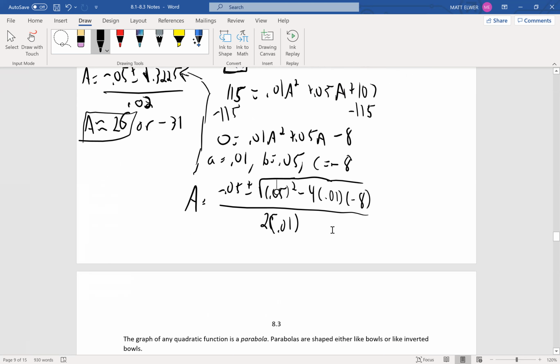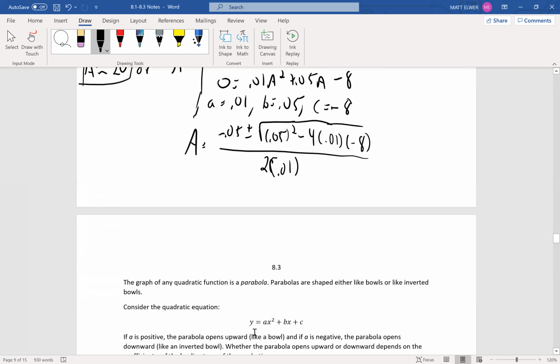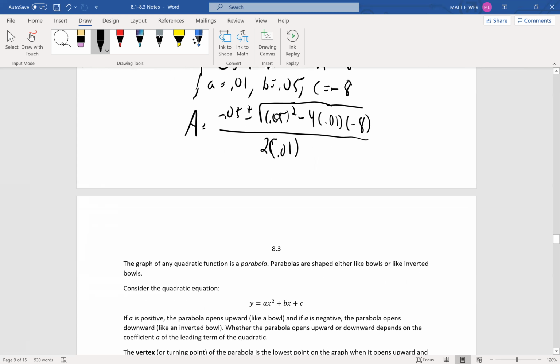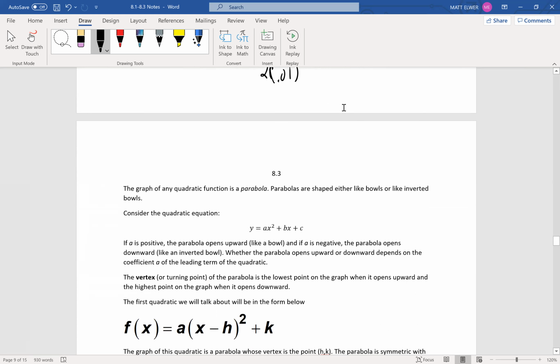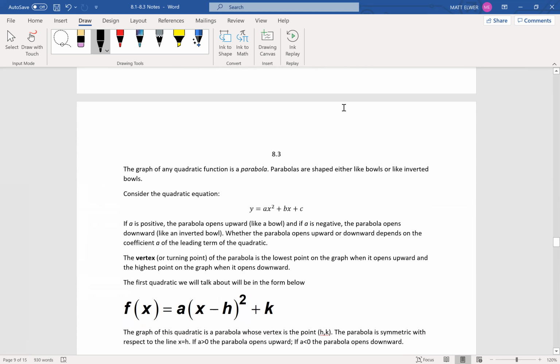Okay. Any questions so far? Okay, so I don't see any questions yet. So we'll move on to 8.3. This will be the last section. Hopefully I can get through it tonight. If not, we can always cover it on Thursday.